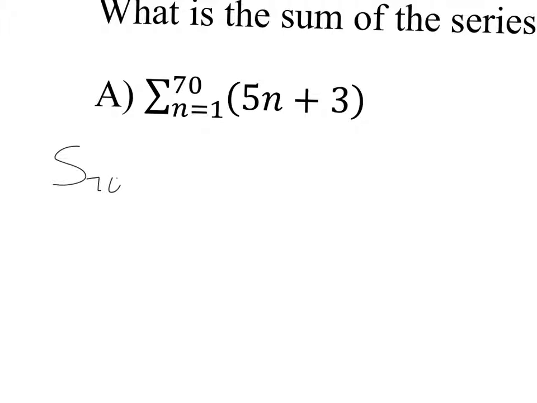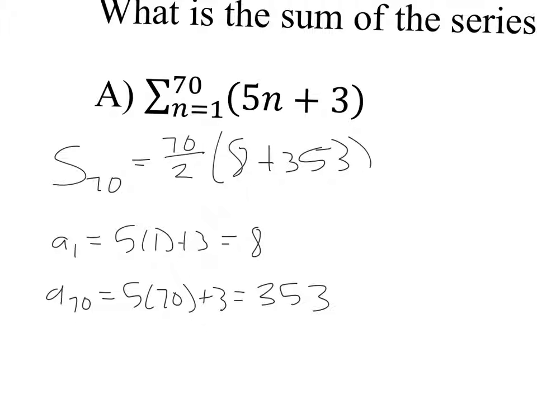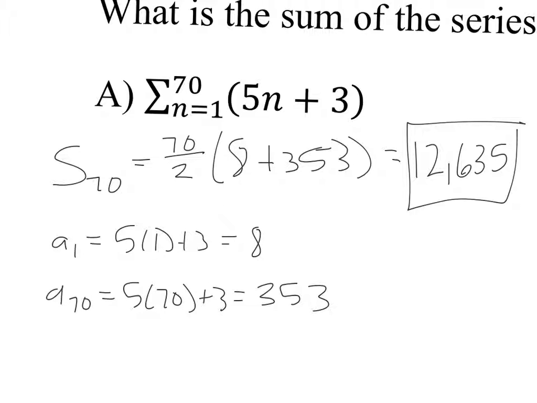So the sum of the first 70 terms: my first term, a sub 1, if I plug 1 into my equation, I get 8. If I plug 70 into my equation, this one's not as easy to do in my head, I get 353. So we have the number of terms, 70, divided by 2, and then your first term, 8, plus 353. This would be equal to 12,635 if you were to add up the first 70 terms of that equation.